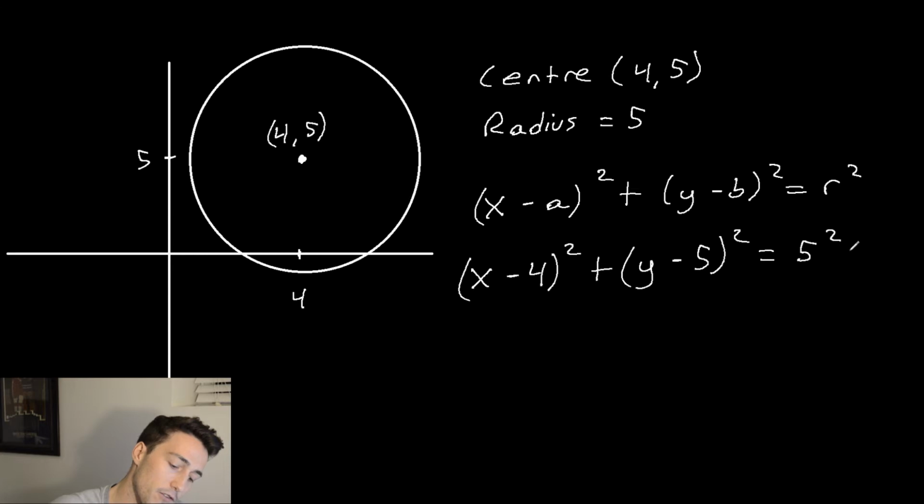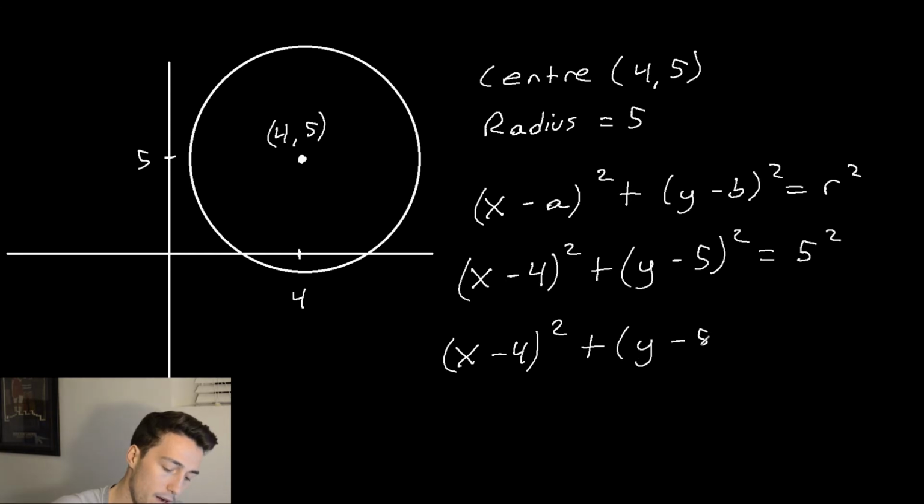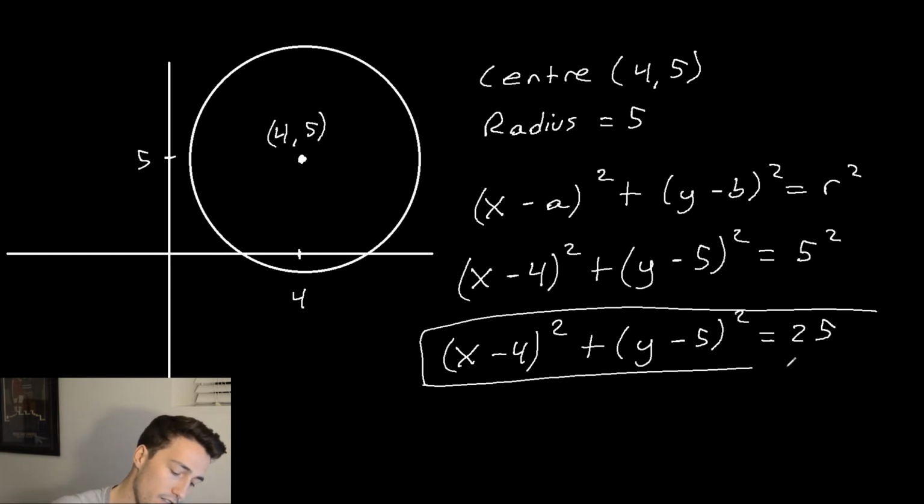So I'm going to write 5². And now we have this full expression where we have (y - 5)², and then 5² is 25. So this would be the equation of the circle for this first problem here.